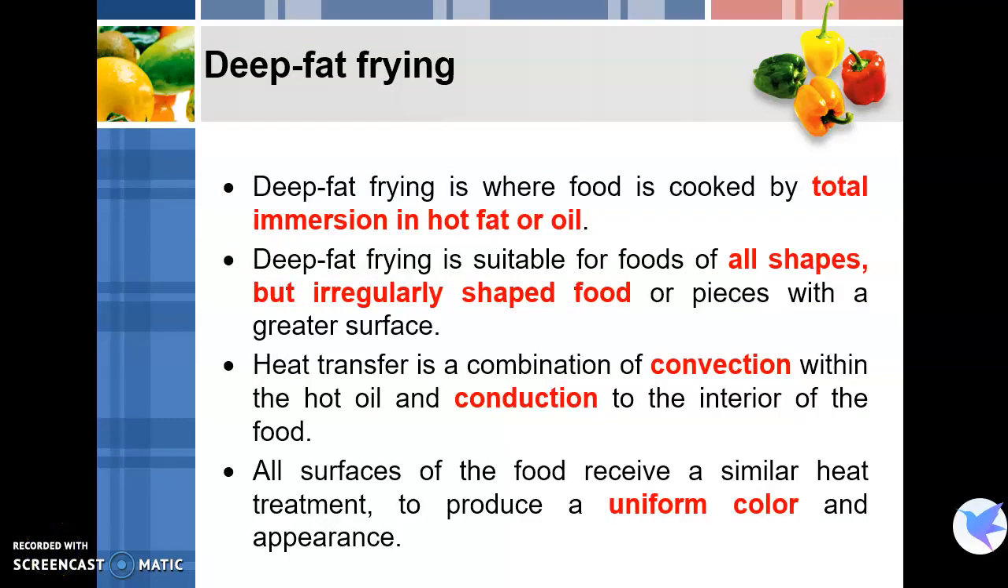Whereas for deep fat frying, the food is cooked by total immersion in hot oil. This method is suitable for food with irregular shape. Heat transfer is a combination of convection within the hot oil and conduction to the interior of the food. Hence, all surface of the food receive a similar heat treatment and produce more uniform color and appearance.